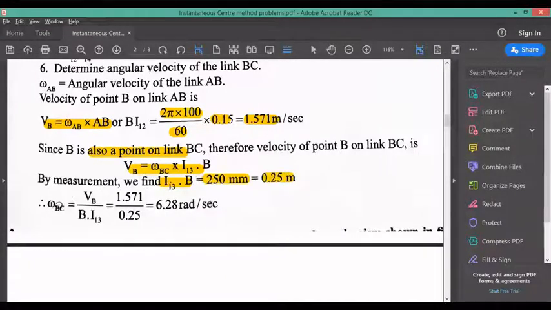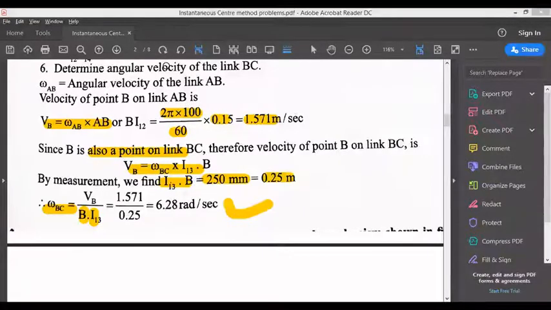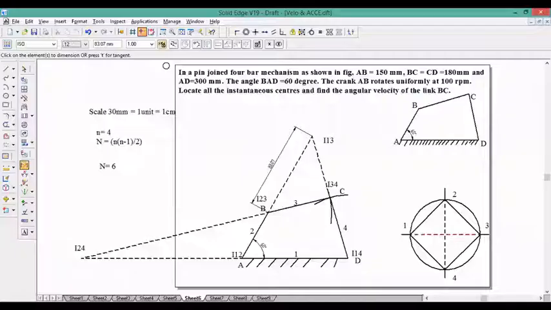Therefore, the angular velocity of link BC will be omega B divided by the distance from I13 to point B. So on substitution, we get the angular velocity of BC equal to 6.28 radians per second. So this is the solution for this problem. Let us move on to the next problem.